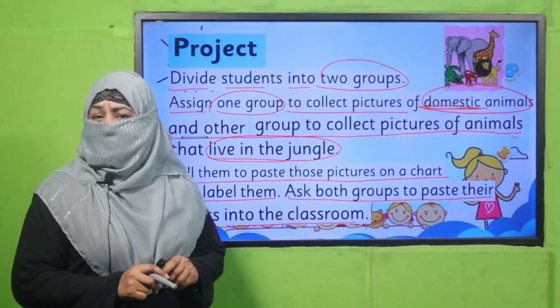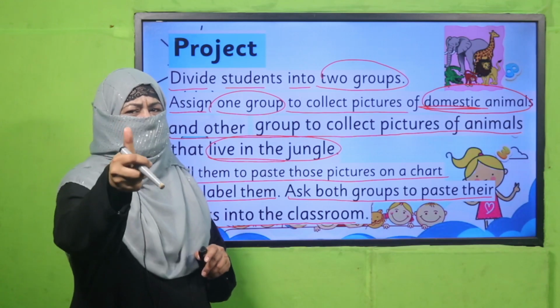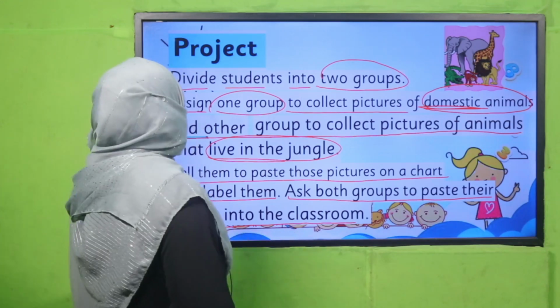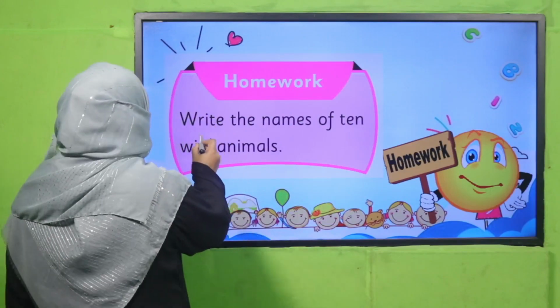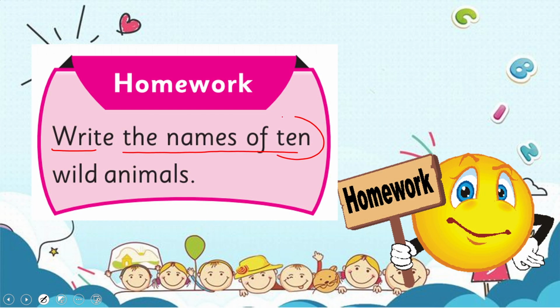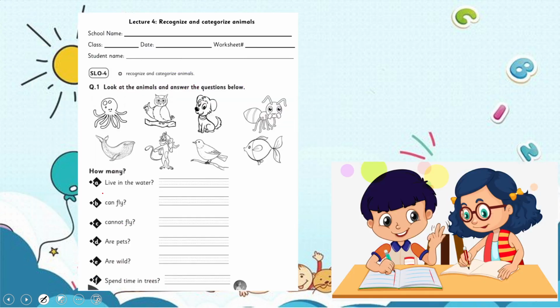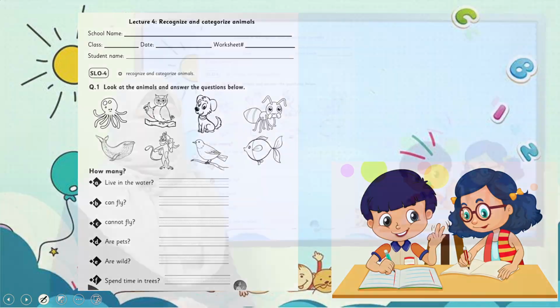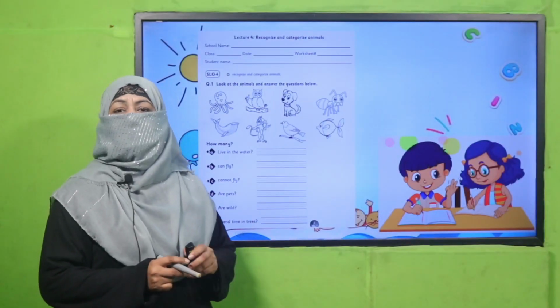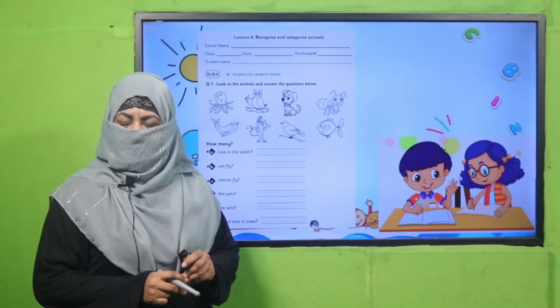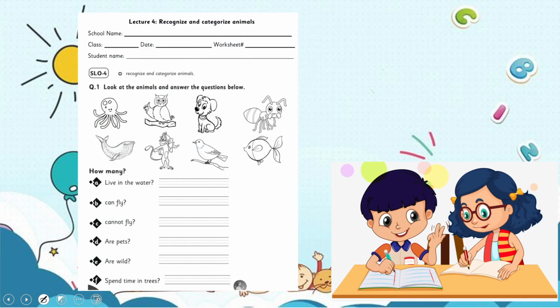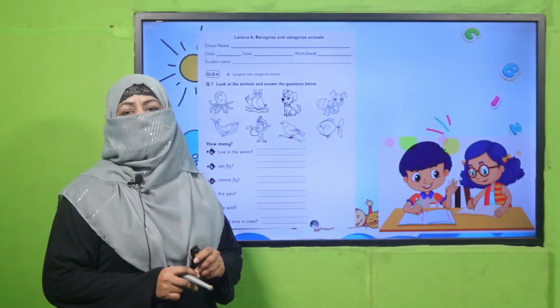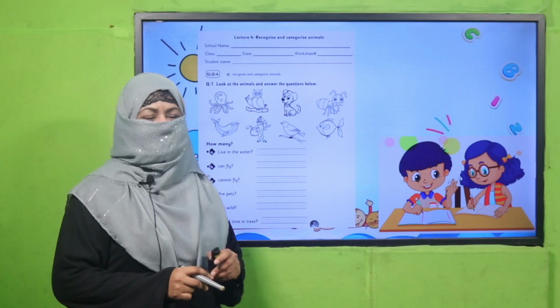Yes, my dear students, are you done with it? Good job. Thumbs up for both groups. Good. So now I'm giving you homework. You will write the names of 10 wild animals. Okay, now you know wild animals. So you will write 10 names of wild animals, and here is a worksheet. My dear fellow teachers, this worksheet, lesson plan, PowerPoint presentation links are given. You may click it, download it, and kindly provide a printed worksheet to students for practice.